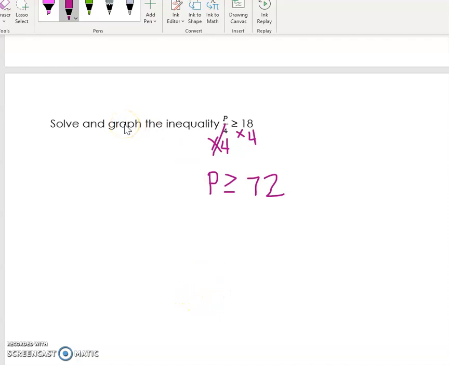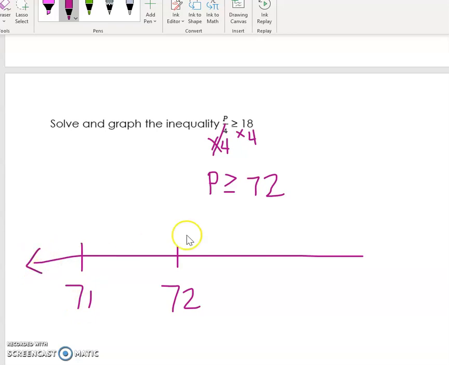Okay, and again, this one does ask us to graph, so I'll show you the graph of p is greater than or equal to 72. Okay, careful that you use your new numerical value and don't go back to the original amount. Okay, because this is the solution to the inequality. Again, to graph it, I'm putting a circle at 72. This time I'm going to shade it in because it can equal 72. And greater than points this way, so I'm shading my line this way.